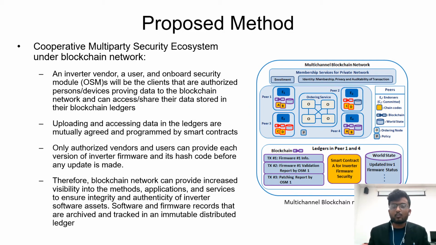What we're going to compare here is the hash of the firmware and also the version number of the firmware. Therefore, the blockchain network will provide increased visibility into the methods, applications, and services, and ensure the integrity and authenticity of the software assets. Software and firmware records are archived and tracked in immutable distributed ledgers. Basically, immutable means we cannot change or delete anything.